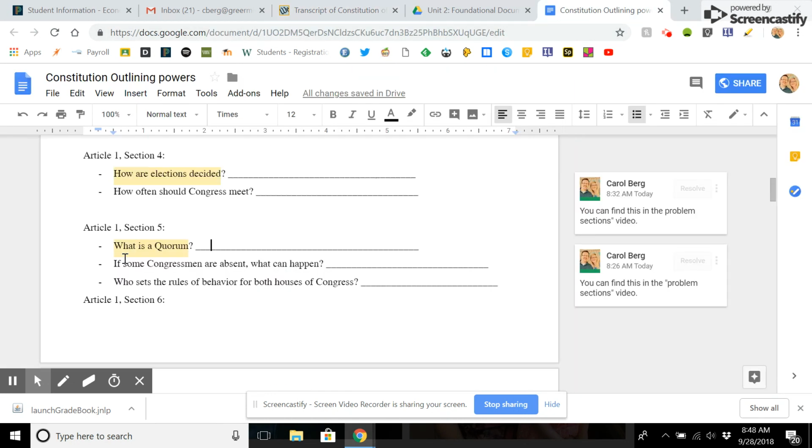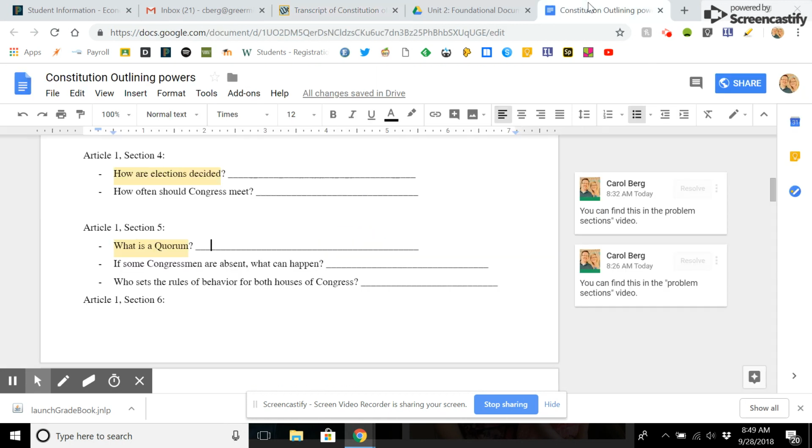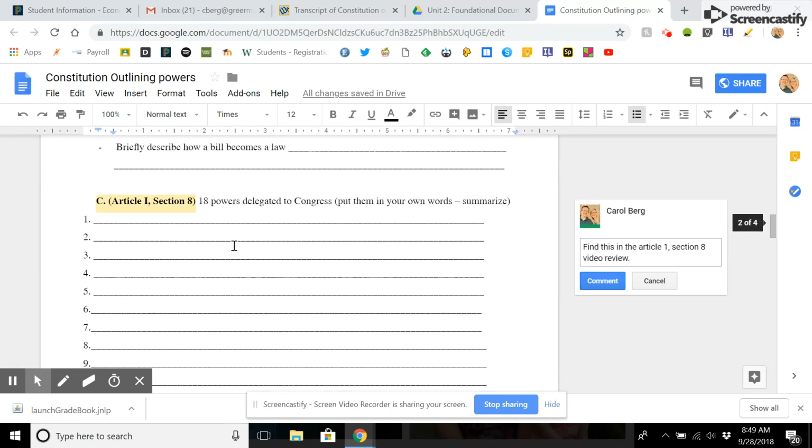All right, so let's go to the next section then. If some congressmen are absent, what can happen? I don't think this one is as hard. If you understand right here, may be authorized to compel. What does to compel mean? To make. They're forcing the attendance of absent members. So if a senator doesn't show up and it's just like, yeah, I don't feel like coming, you can make them come. All right, let's go down to our next problem section.